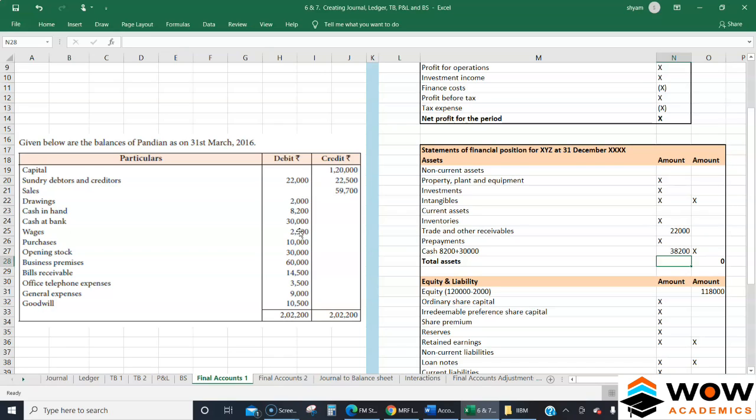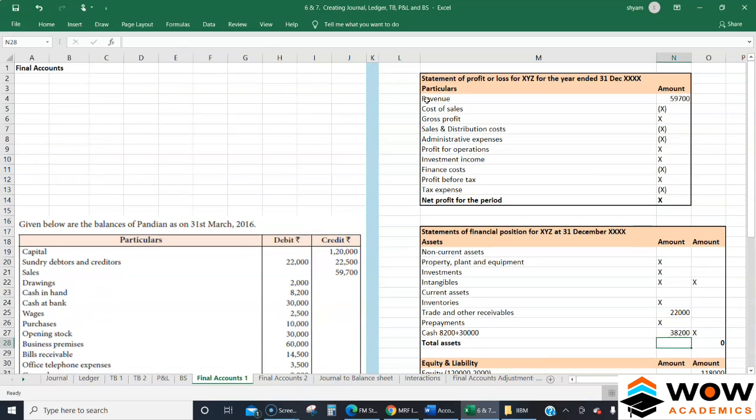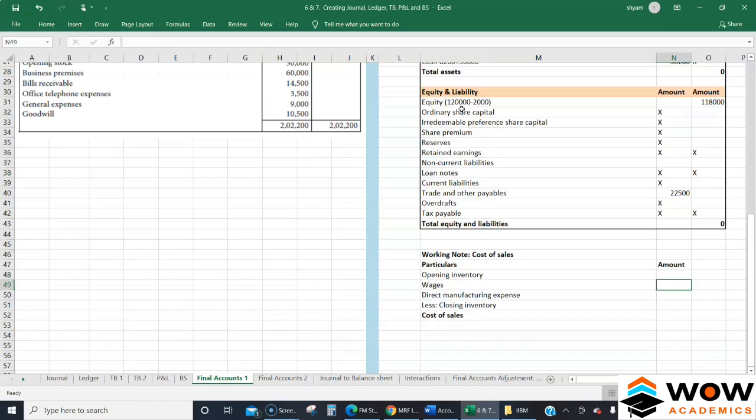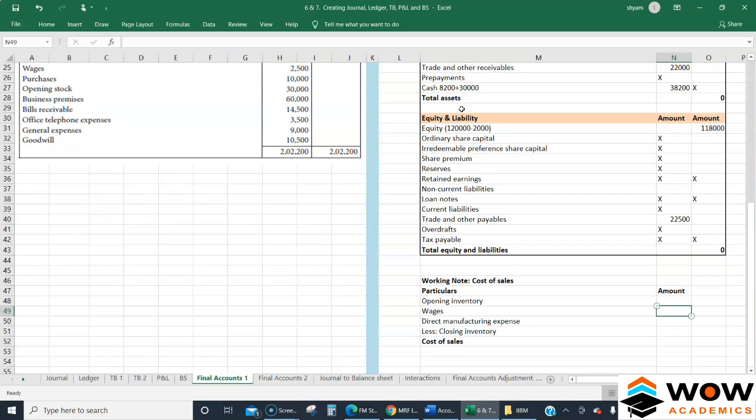Wages is 2,500. So wages should be shown under cost of sales heading. So we have a cost of sales heading here. Okay, so wages is 2,500. We have purchases, which is 10,000. Usually purchase refers to raw material purchase only, unless it is told as any other purchase. So we have opening stock of 30,000.